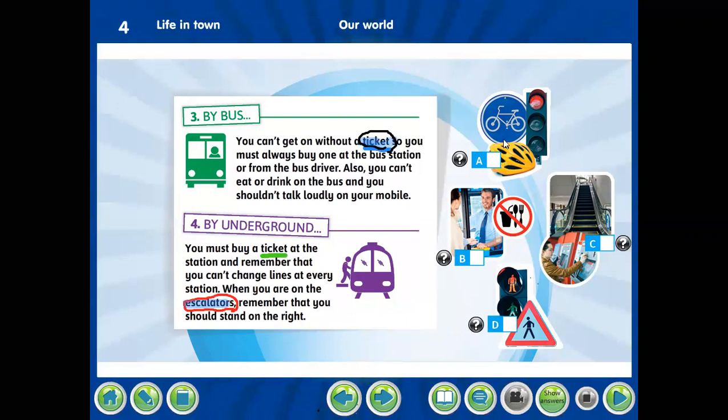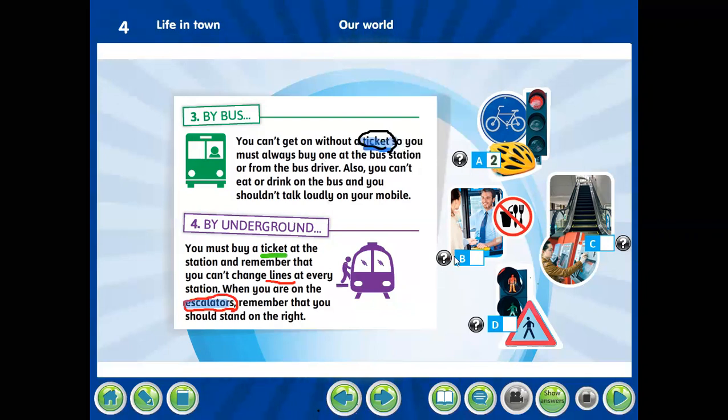For example, what rule is this? The first. Let's see. Albert, please. When we travel on the street, by bike, by bus, or by underground, is it picture A? By bike, teacher. Excellent. By bike. Good.